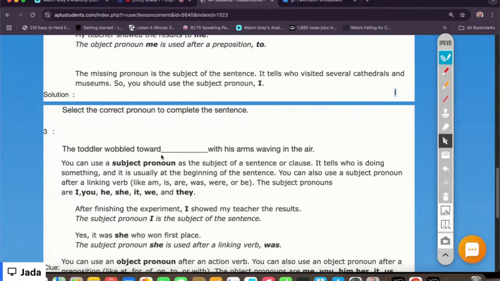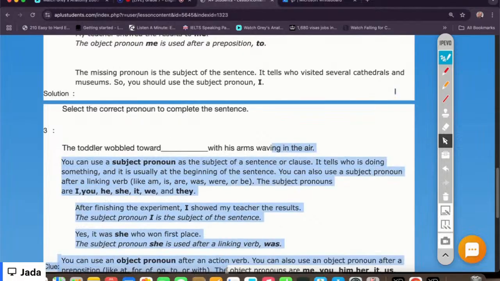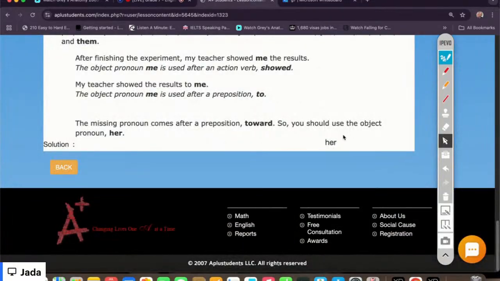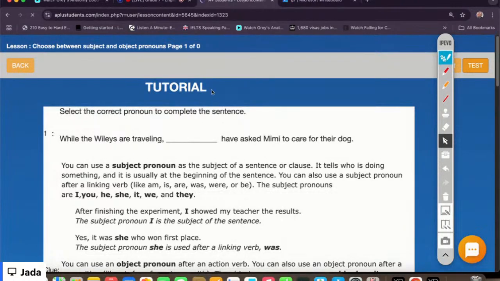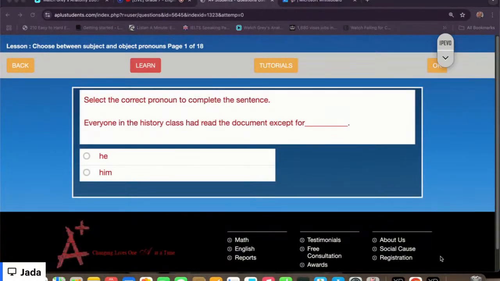Now, the toddler wobbled toward blank with his arm waving in the air. So her. This is also an object pronoun. Okay. So you just have to make sure you select the right pronoun that is suitable for the question. Okay. So, everyone, select the correct pronoun to complete the sentence. Everyone in the history class had read the document except for he or him. Which of them?